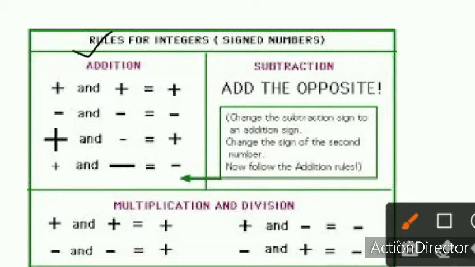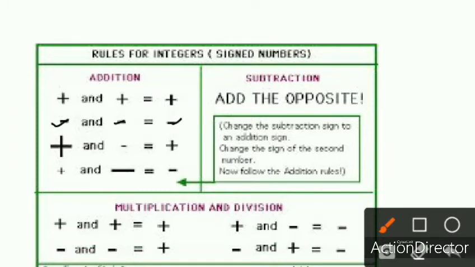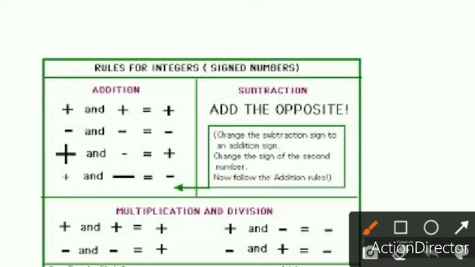Now friends, here we will discuss the rules for integers, signed numbers. Now addition. In addition, when we add two positive numbers, we get the sum in positive. Now the next, when we add two minus numbers, we get our sum in minus. Now plus minus is plus. Why plus? Because the positive number is greater, so we put the positive symbol in our answer. Now plus minus equal to minus. Why is it minus here? Because if the greater number has the negative symbol, we take the negative symbol in our answer, right?